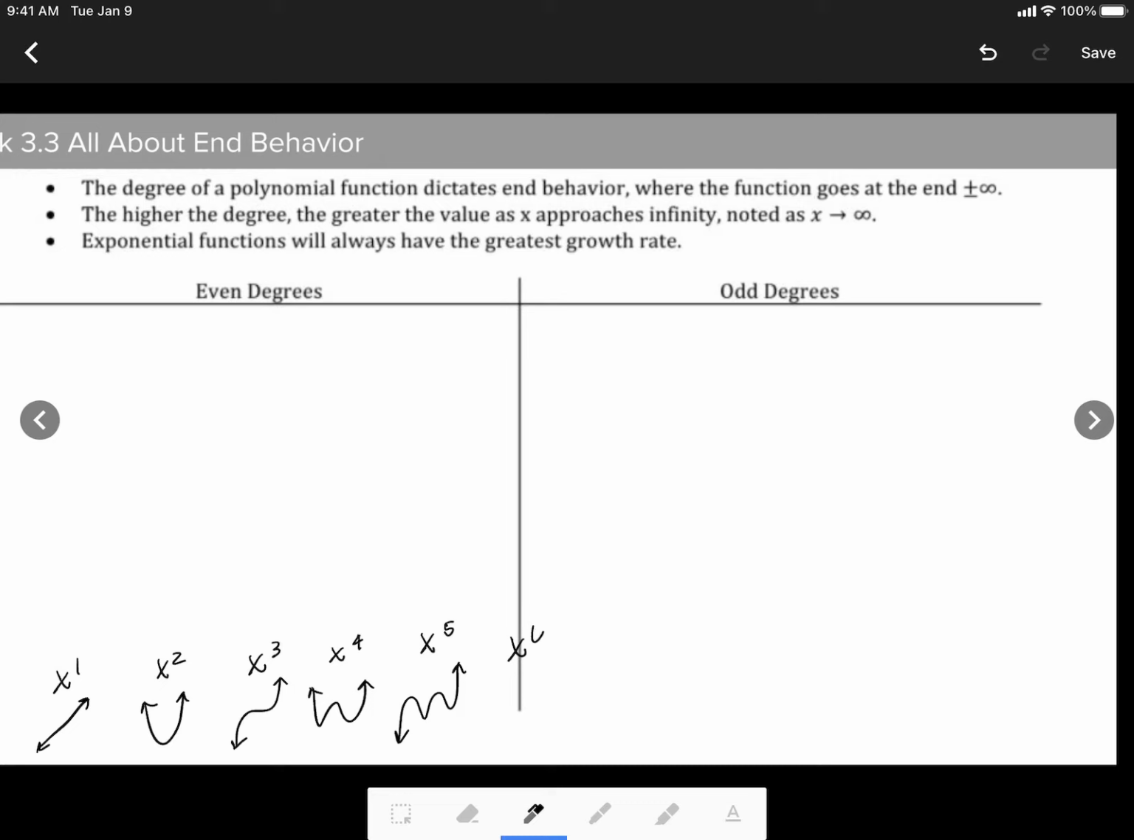X to the sixth, we haven't seen this one yet. X to the seventh. X to the eighth. X to the ninth. X to the 10th. You guys want to make me do x to the 10th? I know Kaylee said something, but come on, chime in. What do we see?